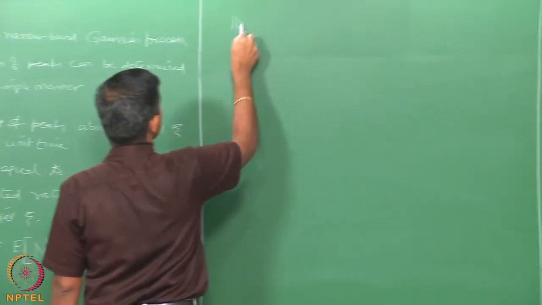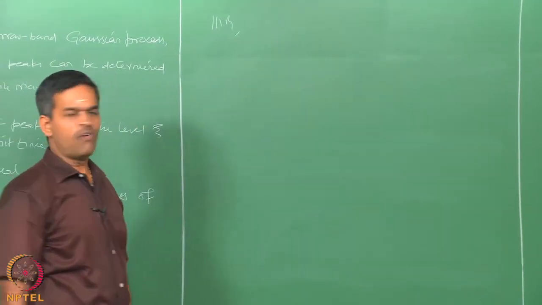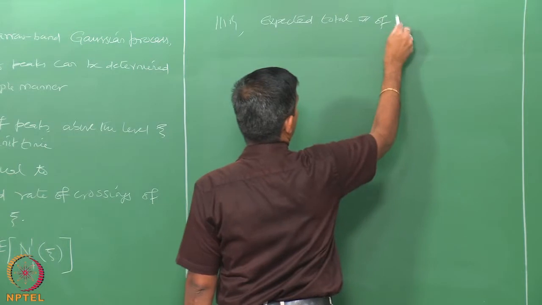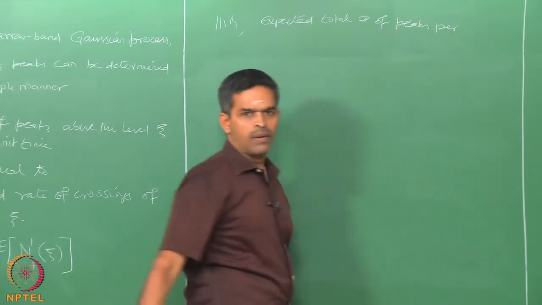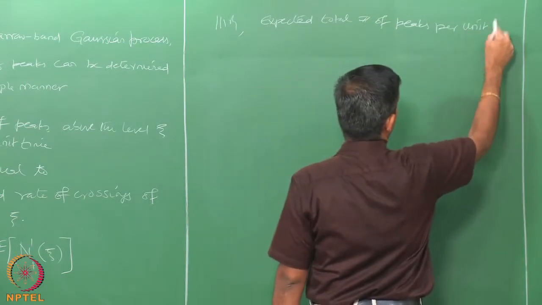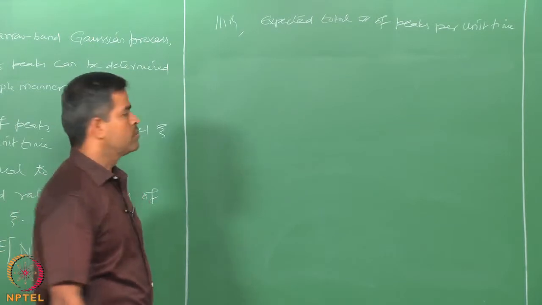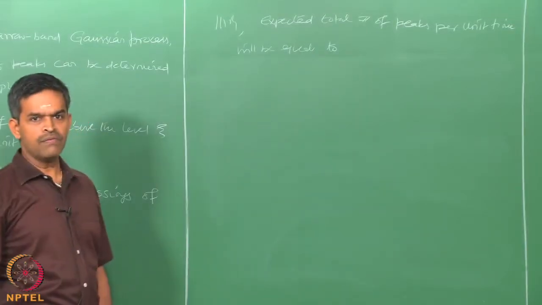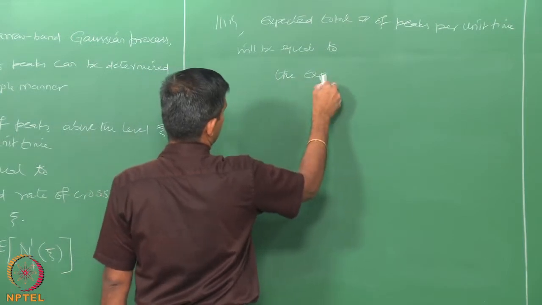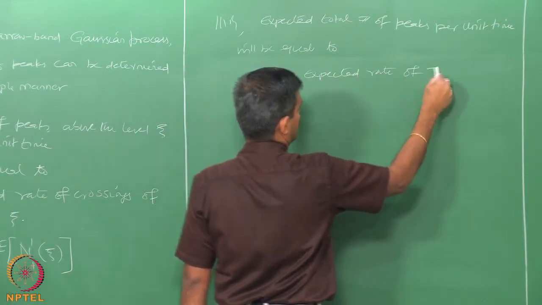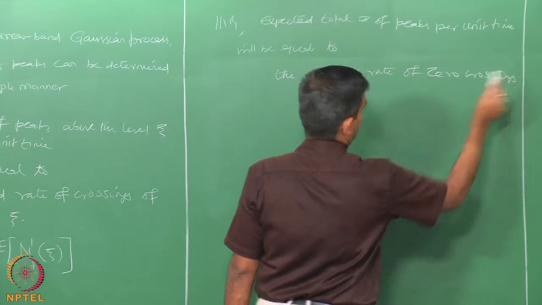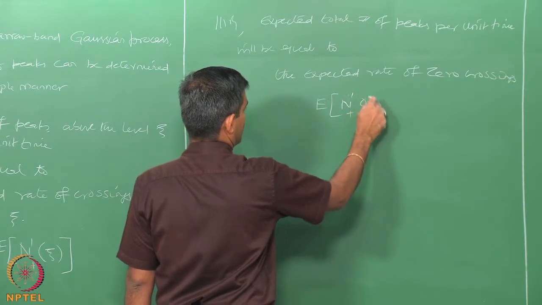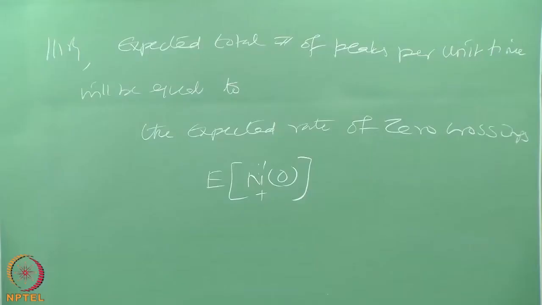Similarly, the expected total number of peaks per unit time will be equal to the expected rate of 0 crossings, which will be simply E n prime plus 0, because we are looking for the positive passage.